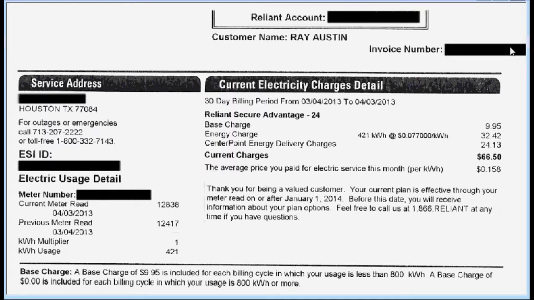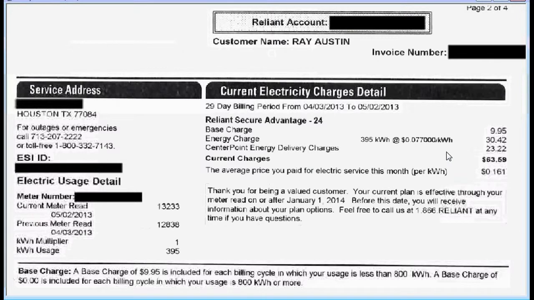Now this is getting closer to our lowest bill. We paid $66.50, average 15.8 cents, but it's just discarded because it's not the lowest bill yet. Now this is the lowest bill. We paid a total of $63.59, and we averaged 16.1 cents per kilowatt hour. You'll notice that we only used 395 kilowatts. So what we do is we save this information, $63.59 with 16.1 cents per kilowatt hour. We keep that information, and then you'll see at the very end where I use it.